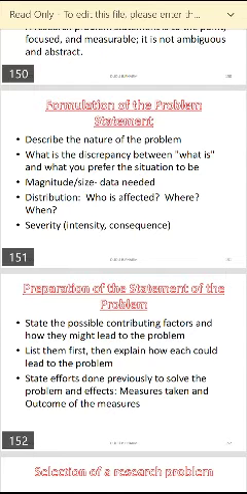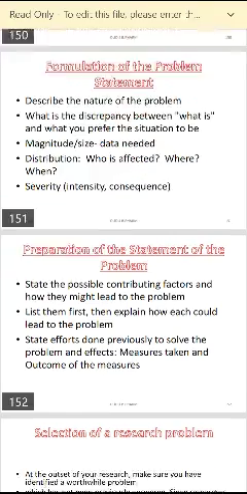When someone reads a problem statement, they should get a clear picture of what is in there. You should be able to describe the nature of the problem, what is the discrepancy between what is and what you prefer the situation to be, magnitude and size of the data needed. And we come to distribution, who is affected, where and when. Then the severity or intensity and consequences.